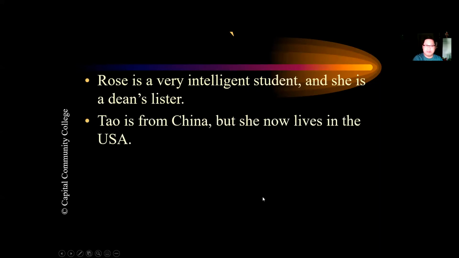Here's another example. Tao is from China. That's one complete sentence, okay? And then there's another sentence that I'm trying to connect. Now she lives in the USA. So I'm using the word but to connect these two sentences. Therefore, I need to use a punctuation, which is a comma before the word but, okay?